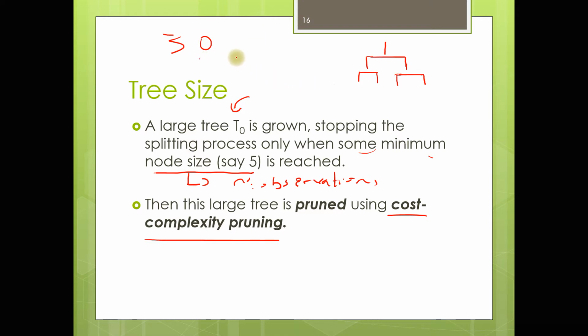Shall you prune that tree up to the point of getting 10 terminal nodes, or shall you prune that tree up to the point of getting 5 terminal nodes? This is the question that you need to ask yourself. To what degree shall I prune that tree? And this is what I explained through the cost complexity pruning.